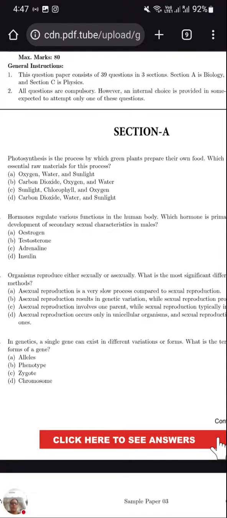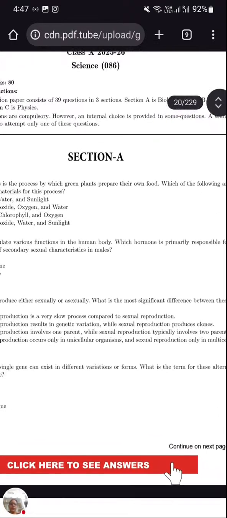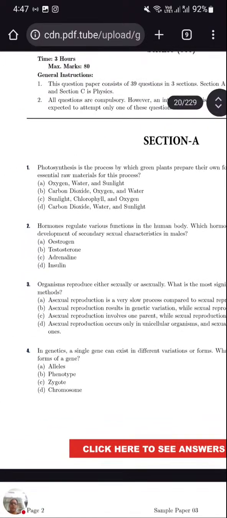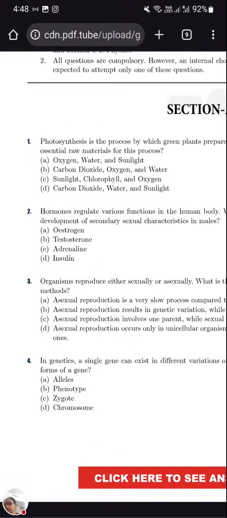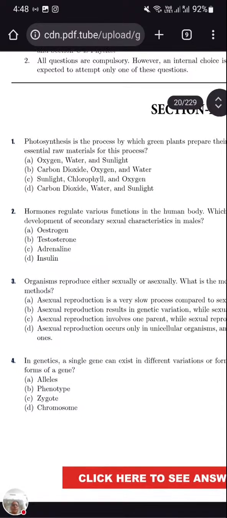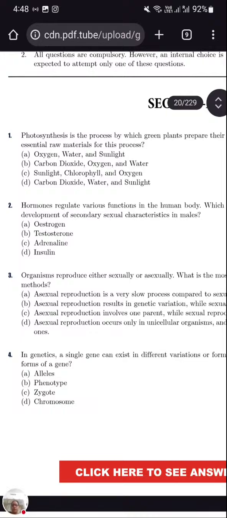Photosynthesis is a process by which green plants prepare their own food. Which of the following are essential raw materials for this process? So here, what are the essential raw materials for photosynthesis? Carbon dioxide, water, and sunlight. Option number D.